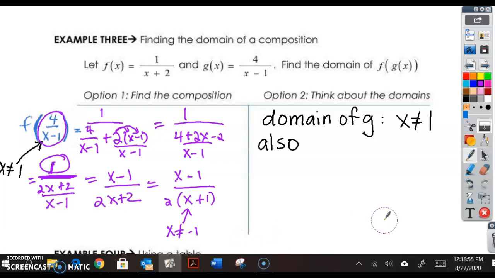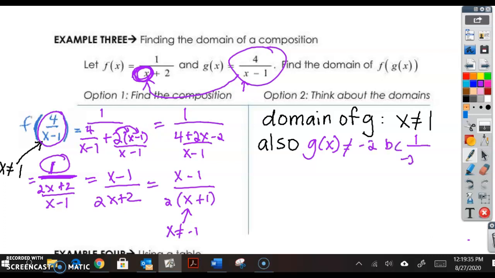So here's the second way of looking at that. Okay, you could also think about the domains. So the domain of g of x, well, x just can't be 1, right? And we had already decided that. If you look at the denominator, x can't be 1. Also, g of x, we're inputting that whole thing into the x for f of x. So this value is in the denominator. Whatever that is can't be equal to negative 2. So g of x cannot be equal to negative 2. And I'll just write because 1 over negative 2 plus 2 is 1 over 0, and that's undefined.